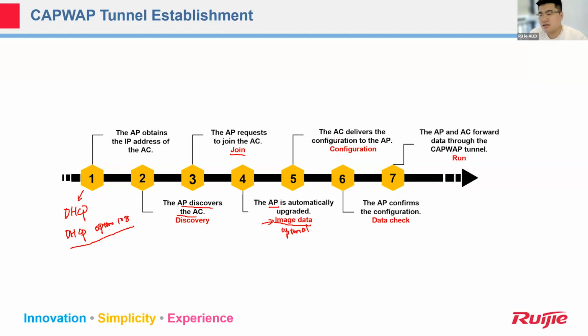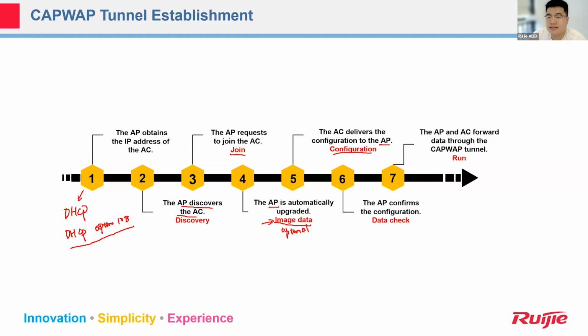After joining, the AC will deliver the configuration to the AP. This is the configuration state. At this stage, the AC will deliver the configuration to all the APs. For example, the configuration of VLAN, and maybe some advanced features, for example, authentication, blacklist, whitelist, and so on. Right? This is the configuration.